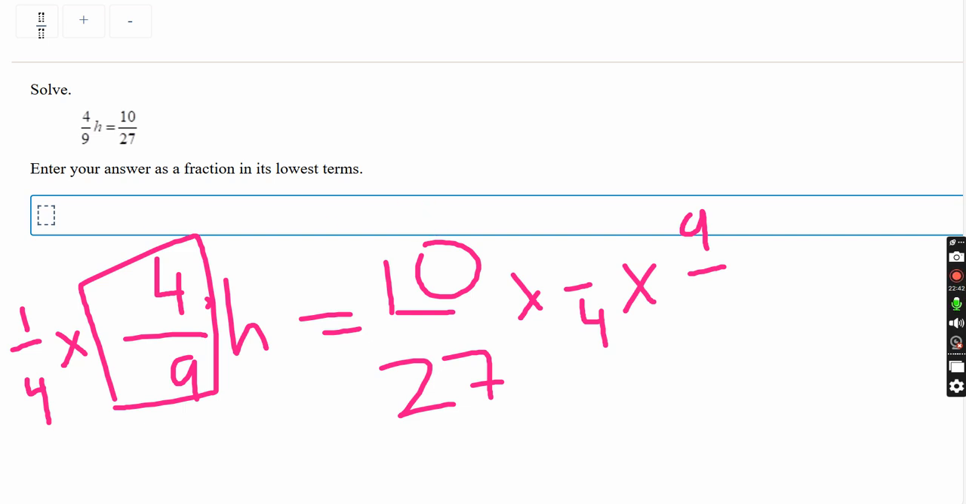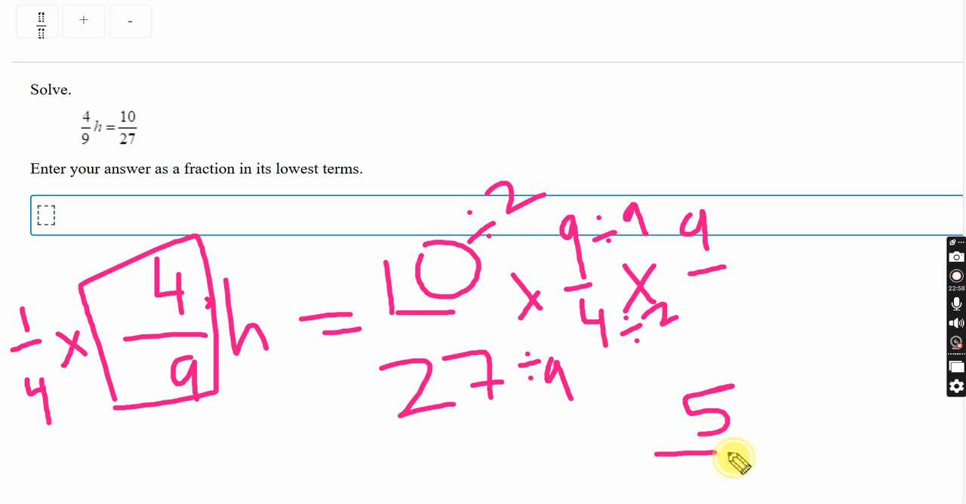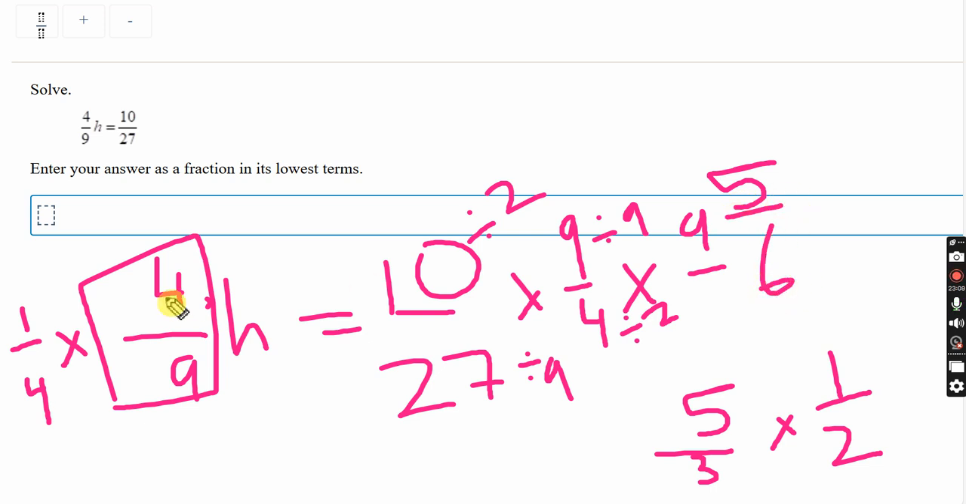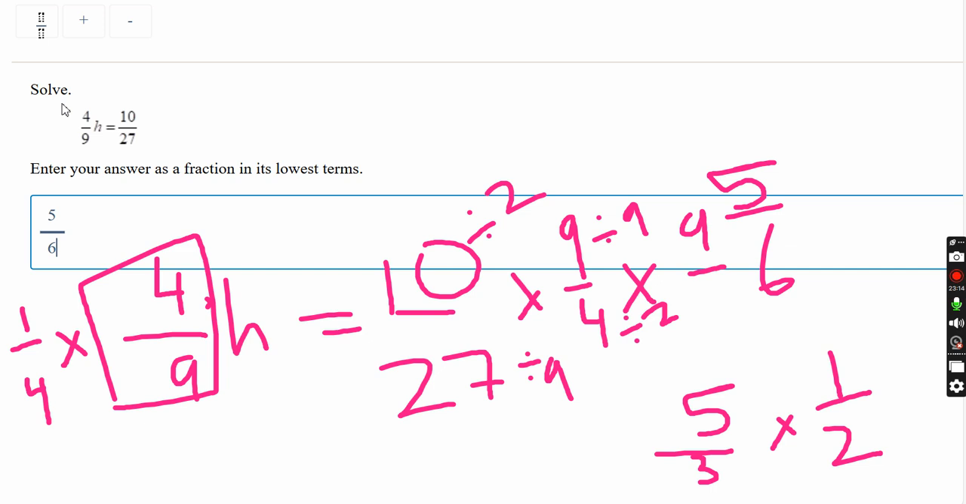We'll just multiply, we'll bring the 9 here. So it becomes divide by 9 here, divide by 9 here, divide by 2 here, divide by 2 here, right? Across, you can just simplify it. You get 5 over 3 times 1 over 2. Okay, you get 5 over 6. You get the answer like that. So that is the answer, 5 over 6.